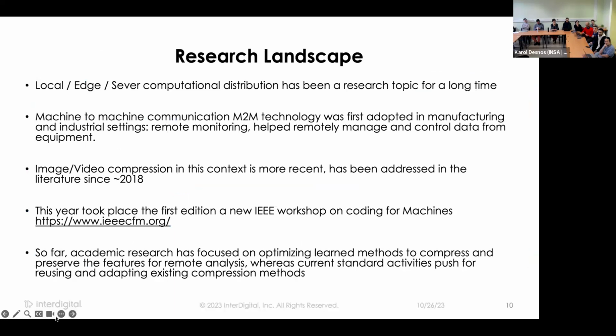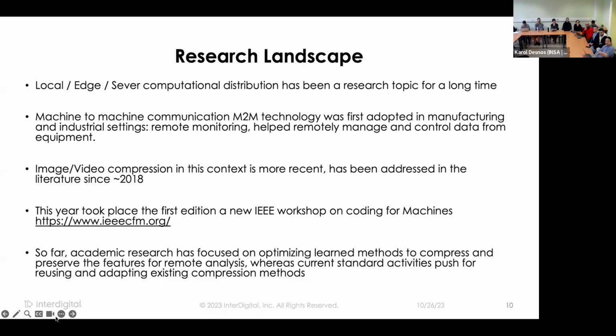In terms of research, you can find even more than what I know. Machine-to-machine communication has been a hot topic for a long time, not only video, but for the industry, checking if some machines have some vibrations and will need maintenance soon and things like this. But for image and video, it's fairly recent. I would say 2018, people started to put together pipelines of video codecs and machine tasks. And there are a couple of workshops that were initiated this year. A colleague is sharing a new IEEE workshop that I think goes together with ICME.